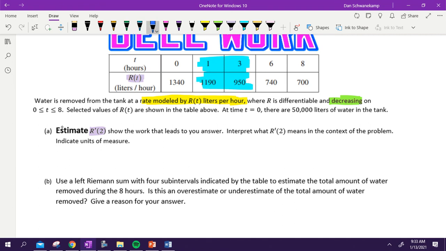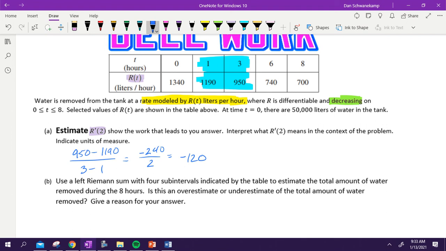So if we set that up, it is going to be y sub 2 minus y sub 1 over x sub 2 minus x sub 1. We go ahead and subtract. We get negative 240 all over 2, or negative 120. We find the derivative, given a table, by finding the slope.